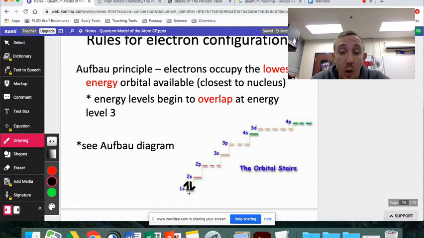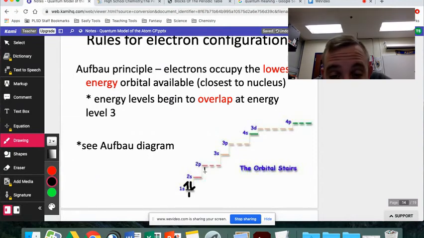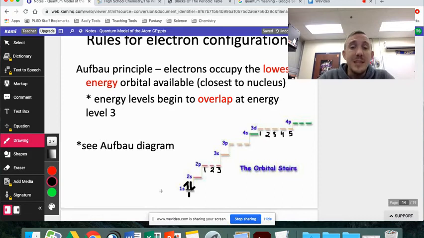Remember, s sublevels have 1 orbital, p sublevels have 3 orbitals, and d sublevels have 5 orbitals. We show these orbitals with these lines. Each line is just representing a region of space within that sublevel, the sublevel being s, p, d, and f. And if I had f, it would eventually be 7 orbitals. I'm going to be teaching you how to use this, but essentially we show electrons by these arrows. So 1 electron, 2 electrons.